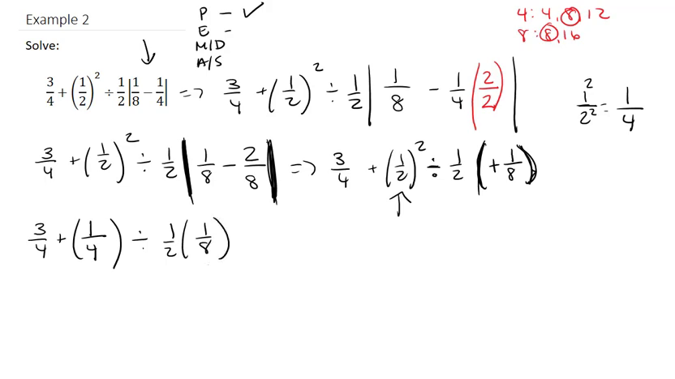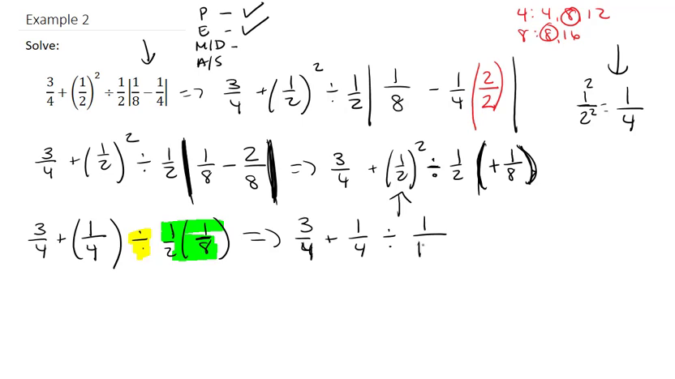Now our next step will be, as we dealt with exponents, which is what we did right here, we're going to go ahead and multiply and divide. So we see we have a division sign here, and we also see we need to multiply these together. So let's go ahead and first multiply. So we have 3/4 plus 1/4 divided by, so when we go ahead and multiply, we have 1 times 1, so that's equal to 1, and then 2 times 8 is equal to 16.